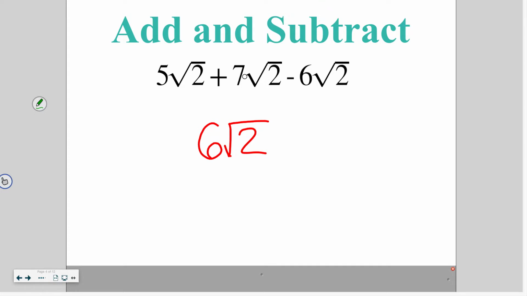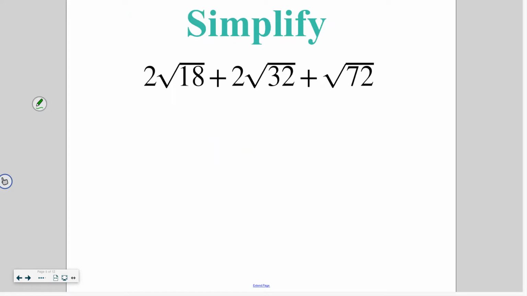5 plus 7 gives me 12 minus 6 gives me 6 square roots of 2. Sometimes we have to do a little simplifying before we can do the addition or subtraction. So 18, 32, and 72 do not match. However, they can all be simplified.